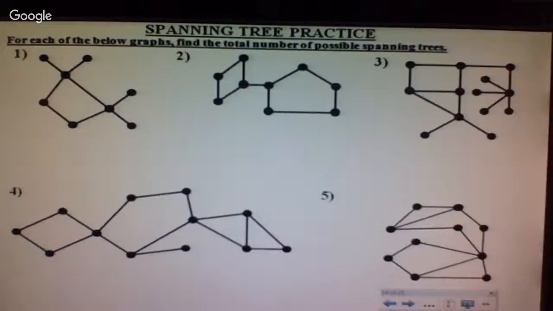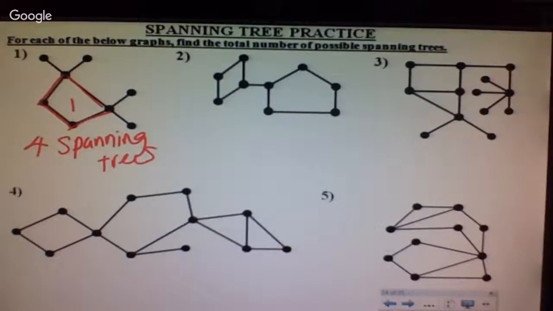Okay. So take a look at number 1. How many circuits do I have in number 1? I've got 1 circuit. How many sides does that circuit have? 4, which means I have 4 spanning trees. I can remove this side, this side, this side, or this side.